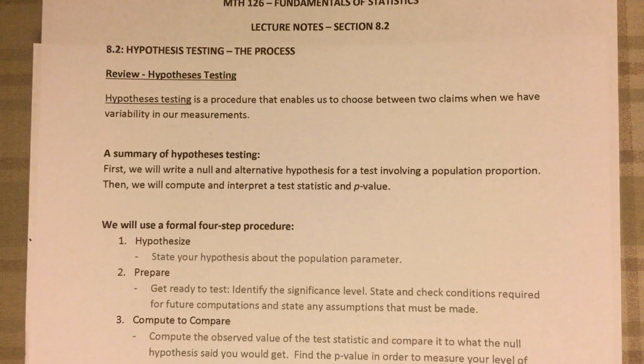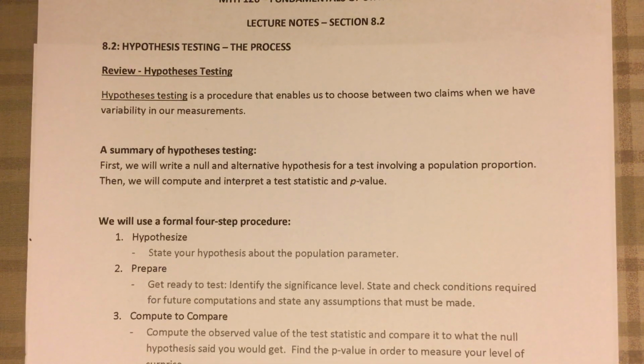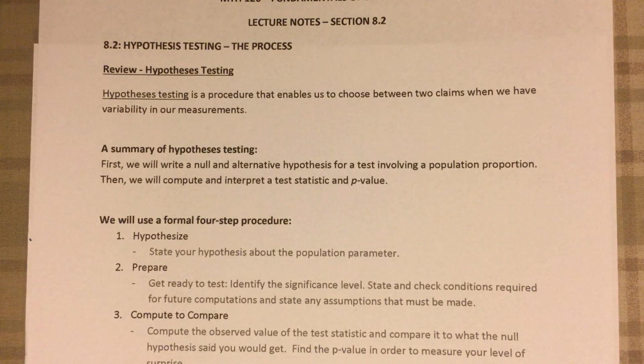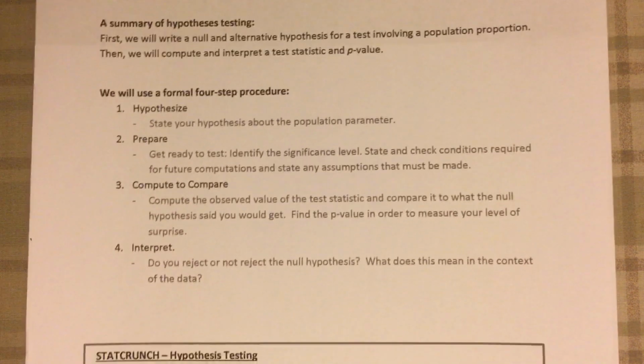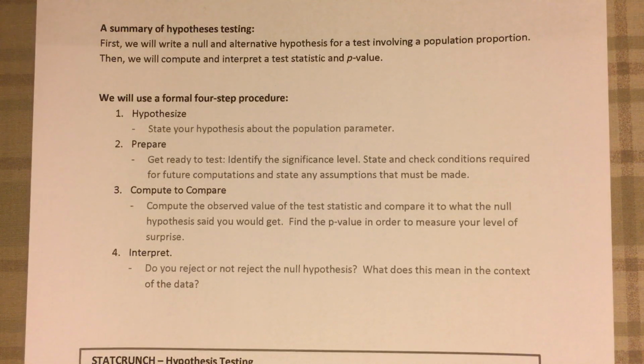Right, so we're going to write our null and alternative hypothesis, and then we are going to find our test statistic, our z-score, and a p-value, and then use that p-value to make our decision about our original pair of hypotheses. So to just review our first four steps here, our first step is to state our hypotheses. So again, we're stating our hypotheses about our population parameters, both our null and alternative hypothesis.